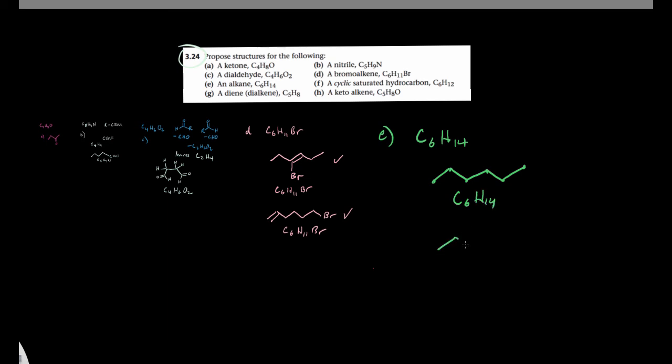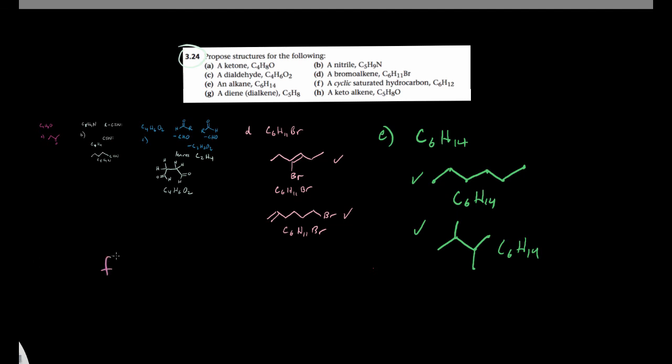We could have done it like this. We could have made it branched. So 1, 2, 3, 4, 5, 6. That's 6 carbons. And if you count the hydrogens, 1, 2, 3, 4, 5, 6, 7, 8, 9, 10, 11, 12, 13, 14. So both of these work. And there are other ways to make branching hexanes. Let's look at F here.